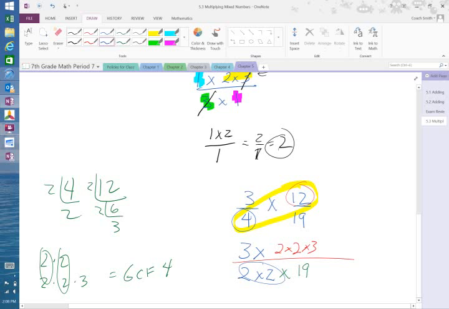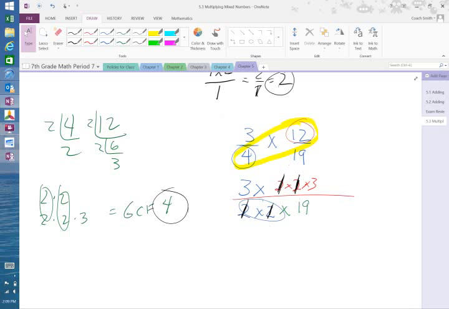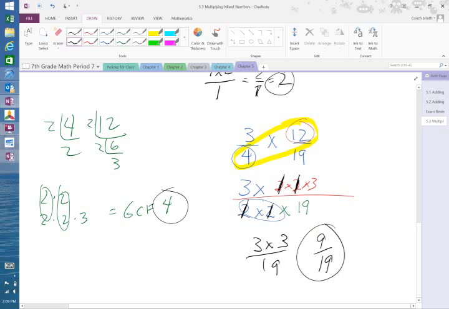Okay, and now I can just go and cross-cancel. This 2 cancels that 2. This 2 cancels that 2. Well, what is 2 times 2? 4. Okay? So it's the same deal. And so what you would have left on top is 3 times 3, and on the bottom you'd have 19. And so that would give me 9 over 19. And that would be your answer.